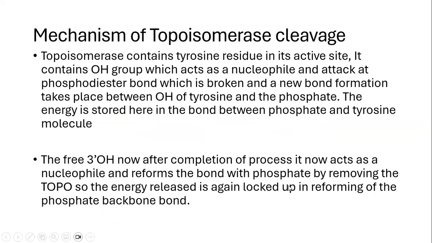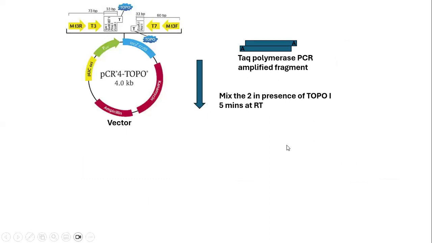So these same points are written here for your reference. Now we will discuss the mechanism of TA cloning. For this cloning reaction, we basically need to make use of a specialized vector, which is known as the topo cloning vector. It contains various genes such as the kanamycin and the ampicillin resistance genes for the selection of the vector, and it contains a pUC origin of replication.